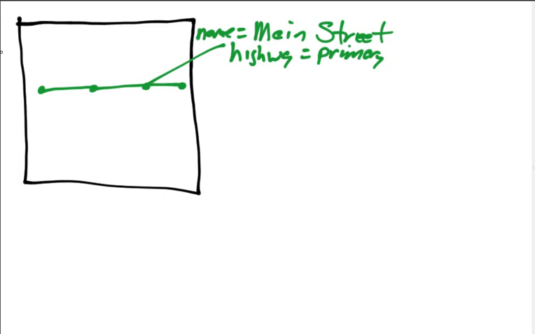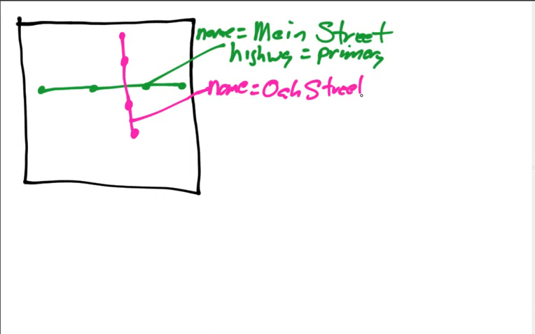So let's do Oak Street, and we'll do that one now. And just make another identifier, name equals Oak. And Oak Street isn't going to be quite as large as Main Street, so we'll say it's a secondary road. We'll indicate that with highway equals secondary.